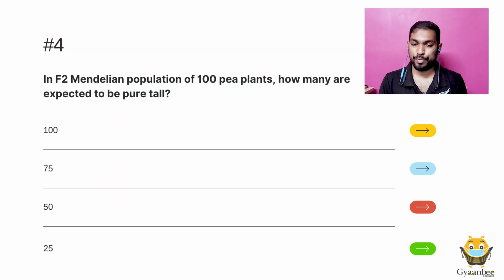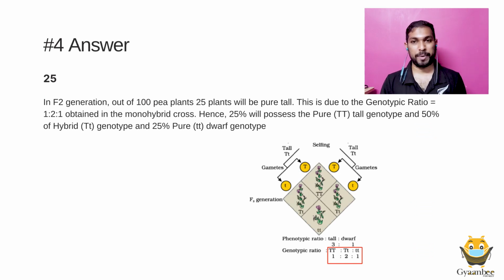So question number 4: in an F2 Mendelian population of 100 pea plants, how many are expected to be pure tall plants? Is it 100? Is it 75? Is it 50? Or is it 25? 100, 75, 50 or 25? Most of them got the answer to this question right. So the answer is of course D, 25.